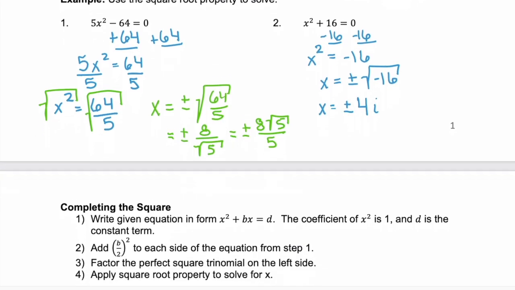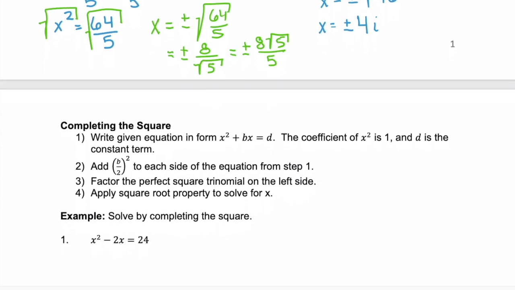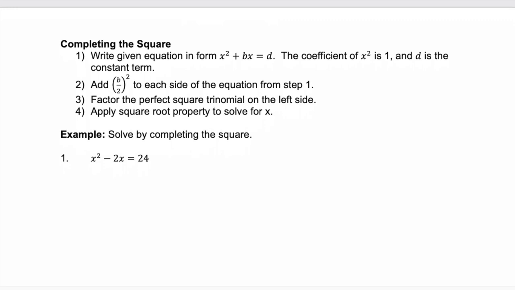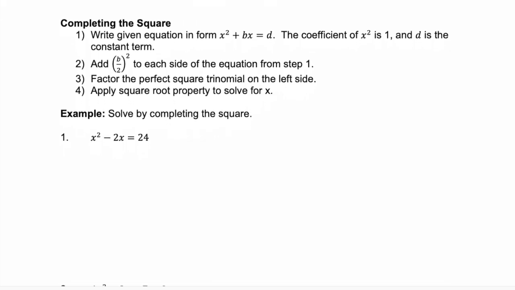Let's look at another way you can solve a quadratic equation. This process is called completing the square. And there are 4 steps you need to follow to complete the square. First, you need to write your equation in this format, x squared plus bx equals d, where x squared has a leading coefficient of 1, and d is your constant term. So we're not putting it in standard form where it's equal to 0 anymore. We need to move the constant to the right-hand side.